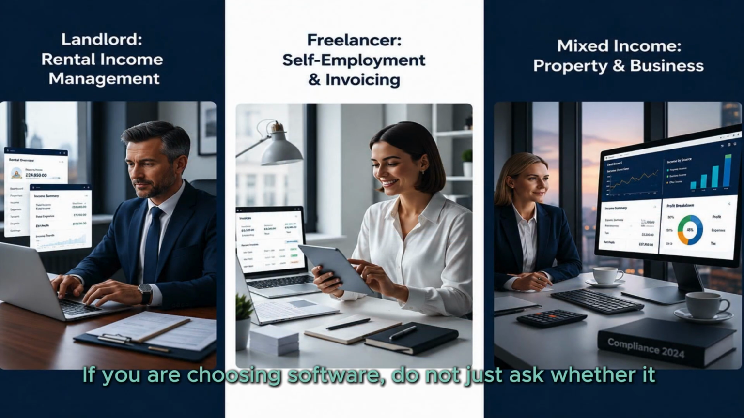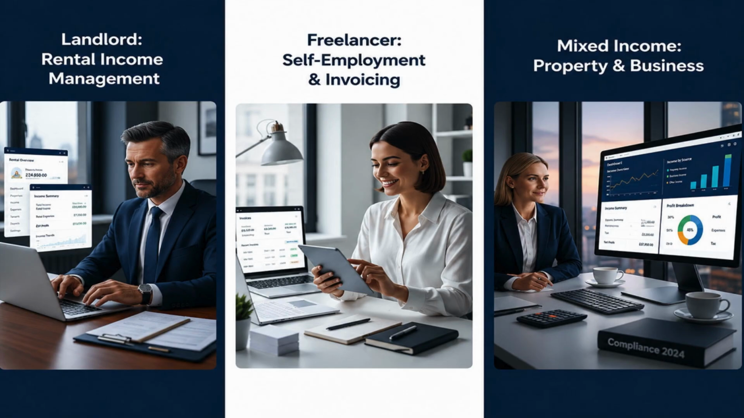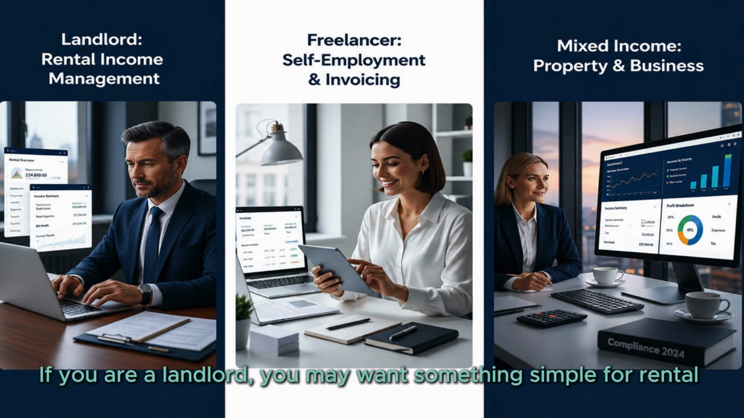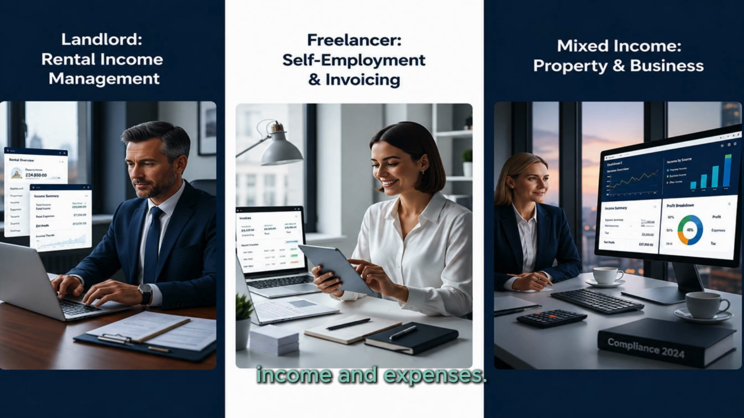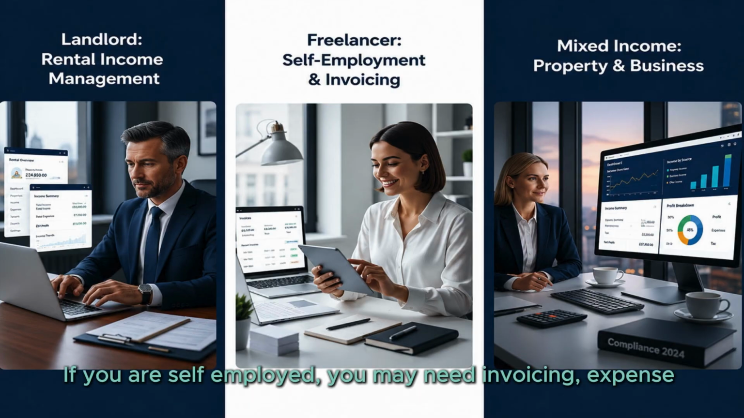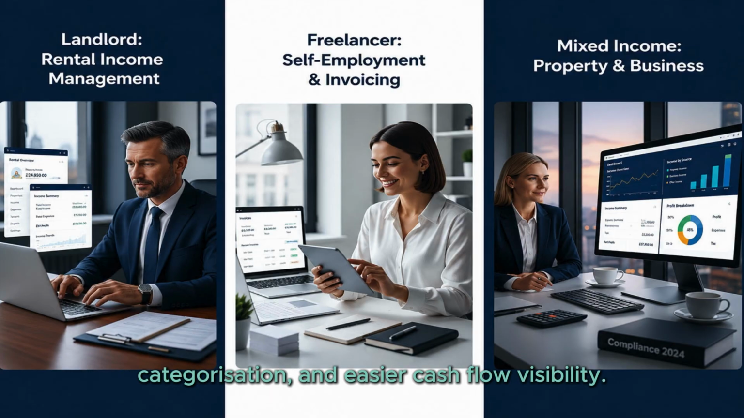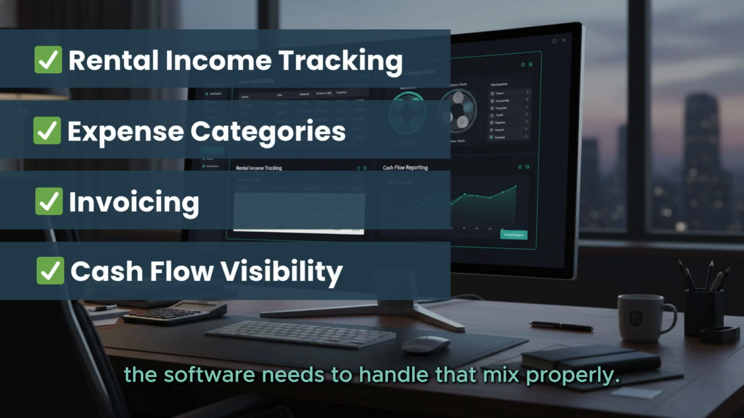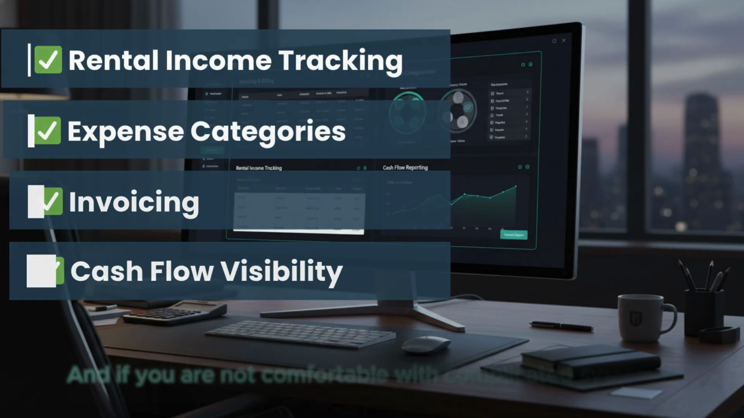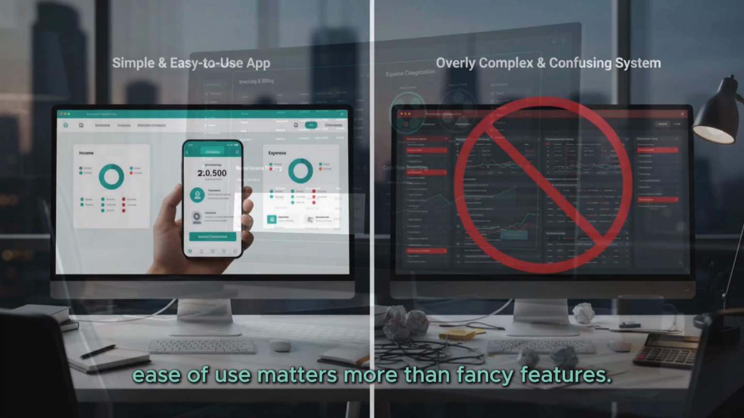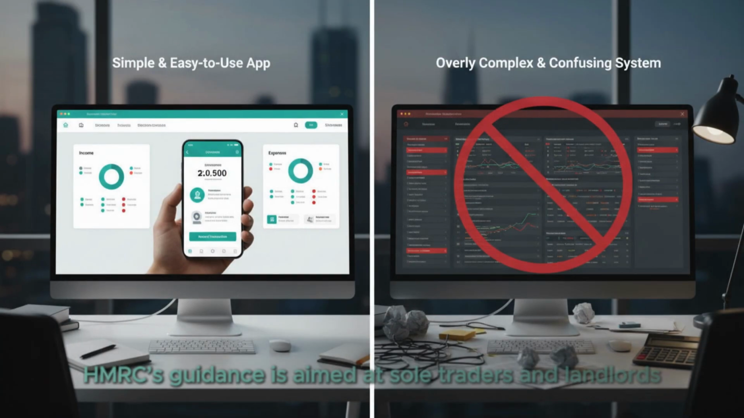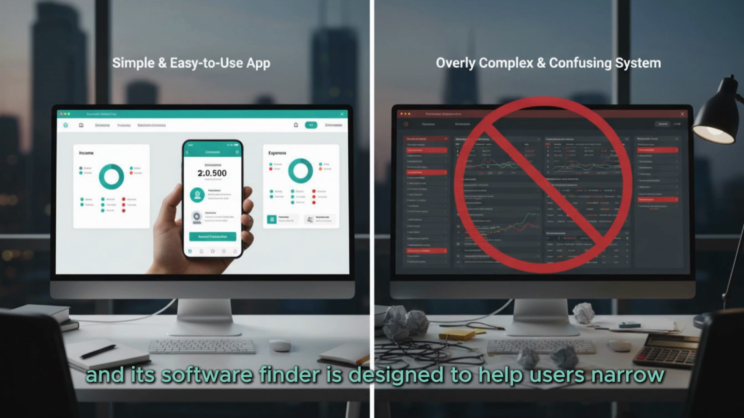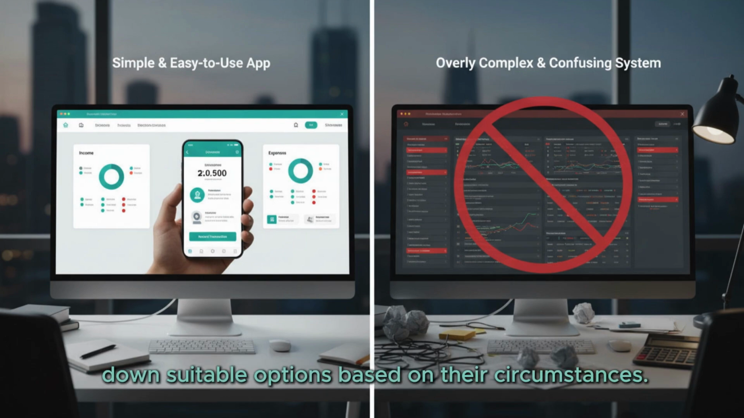If you are choosing software, do not just ask whether it is compatible. Ask whether it fits how you actually work. For example, if you are a landlord, you may want something simple for rental income and expenses. If you are self-employed, you may need invoicing, expense categorization, and easier cash flow visibility. If you have both property and self-employment income, the software needs to handle that mix properly. And if you are not comfortable with complicated systems, ease of use matters more than fancy features. HMRC's guidance is aimed at sole traders and landlords specifically, and its software finder is designed to help users narrow down suitable options based on their circumstances.